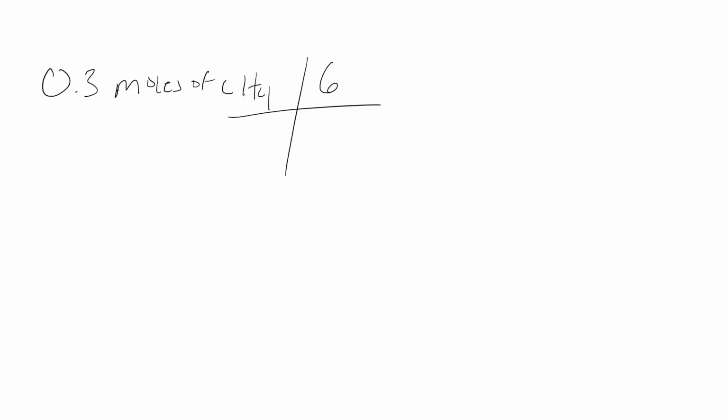Because I need to go from moles to molecules, the way I can set that up is I have 0.3 moles of CH4. Avogadro's number is 6.022 times 10 to the 23. If I put that at the top, well, we want to make sure it's at the top because that's what we're trying to convert it to.